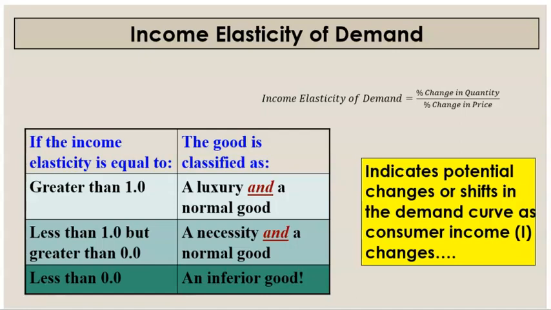So you can look at this mathematically, and the income elasticity of demand would be calculated by the percent change in the quantity divided by the percent change in the price. If that calculation, that number, is greater than 1, we consider it a luxury good. If it is less than 1 but greater than 0, then it is a normal good. But if it is less than 0, it is considered an inferior good.